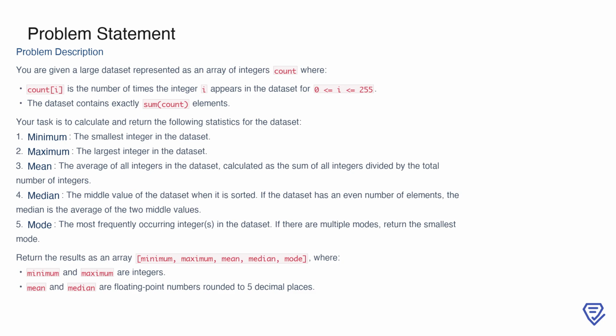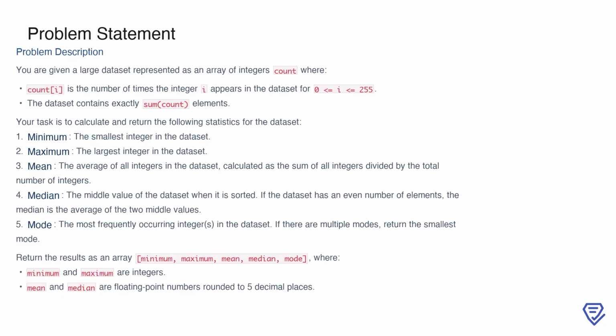Fourth, the median, which is the middle value when the dataset is sorted. If the total number of elements is even, the median is the average of the two middle values. Lastly, the mode, which is the integer that appears most frequently in the dataset. If there are multiple modes, we will return the smallest one.